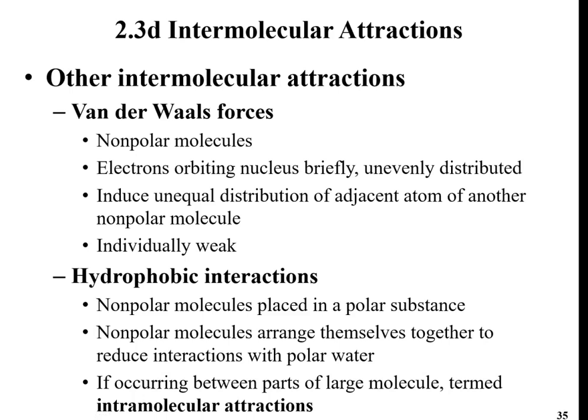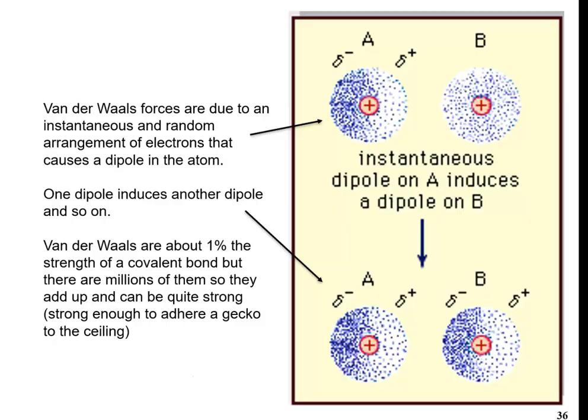Van der Waals forces, this is the next intermolecular attraction we'll talk about. These occur in nonpolar molecules. So what happens is electrons orbiting the nucleus briefly become unevenly distributed. And this unequal distribution can induce another area of unequal distribution in an adjacent atom of another nonpolar molecule. Individually, these are also weak. So let me show you what this looks like.